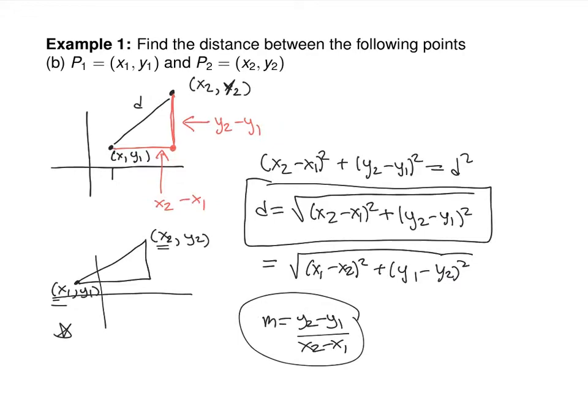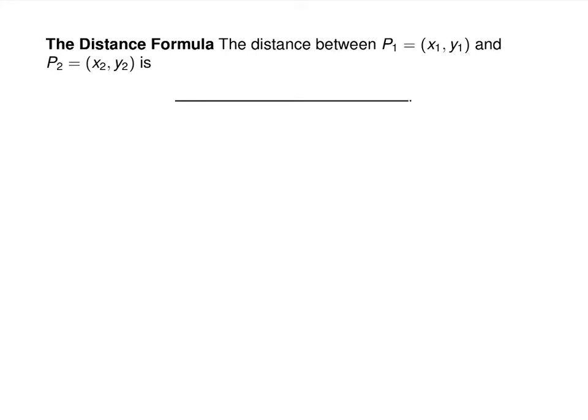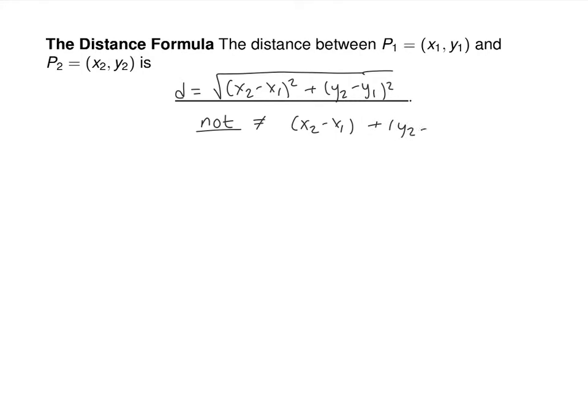All right, so the distance between 2 points is distance equals the square root of x2 minus x1 squared plus y2 minus y1 squared. So find the difference in the x's, square them, find the difference in the y's, square them, add them together, take the square root. Remember, yesterday we discussed this is not equal to x2 minus x1 plus y2 minus y1. Does that make sense, what mistake I made there? The square root doesn't distribute, right?